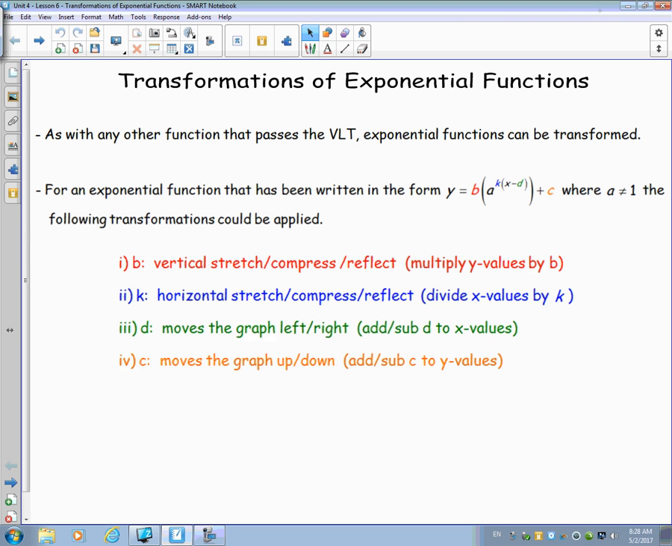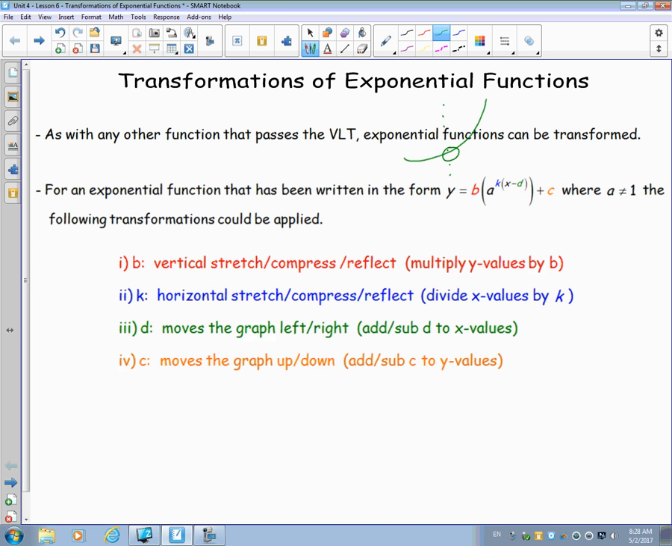In this lesson, we're going to examine how exponential functions can be transformed, that is, changed. Like any other function that passes a vertical line test, and exponential functions do, we can transform them according to a variety of situations. So this is an exponential function that's growing, passes a vertical line test, only passes through once. So we can do some things. We can stretch, compress, reflect, move it up, down, left or right.